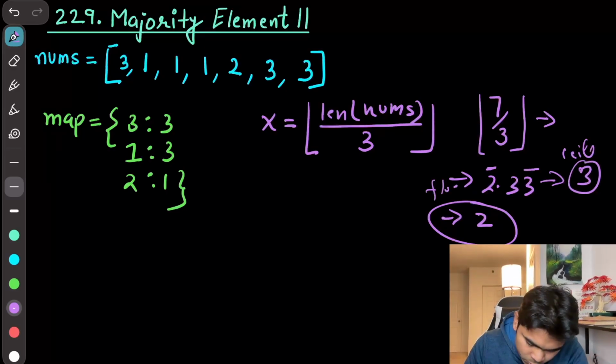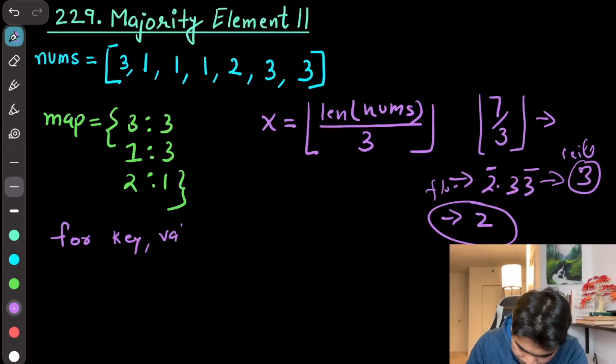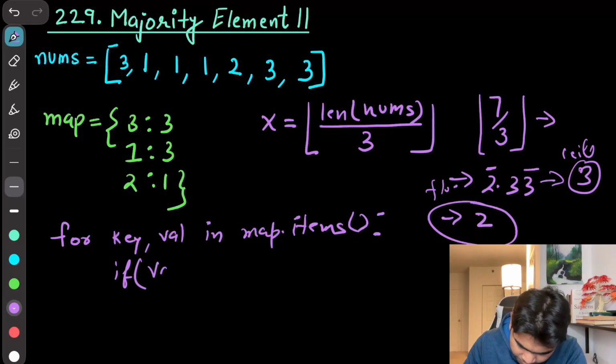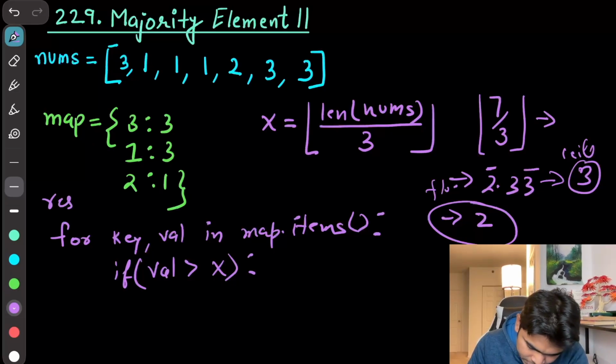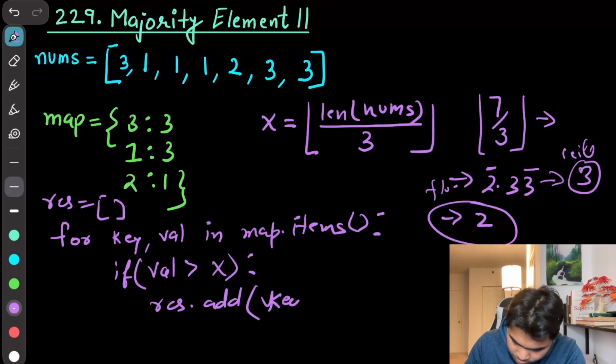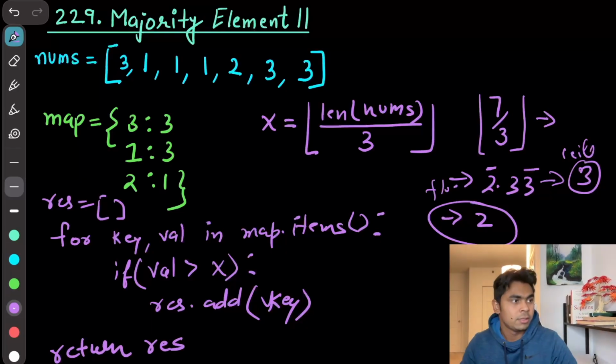So now we can just go through the keys and values of the map. I can simply say for key and val in map.items, if this val is greater than my x, then I will add it to my result array. So result.add, then you can just add the key here. It's the number you're returning, and then finally just return your result. That would be our entire solution.